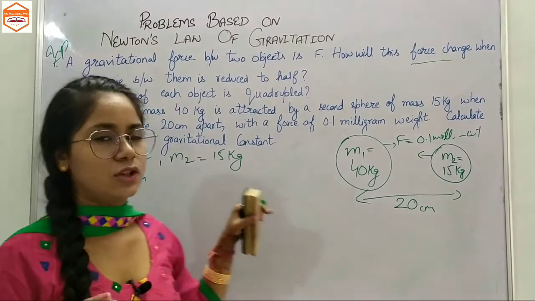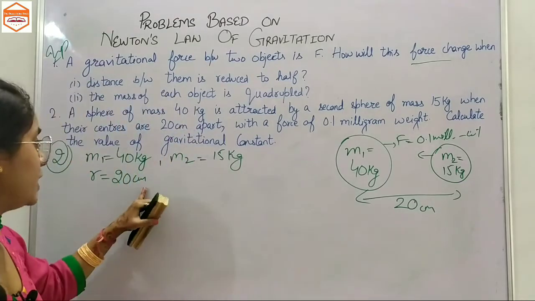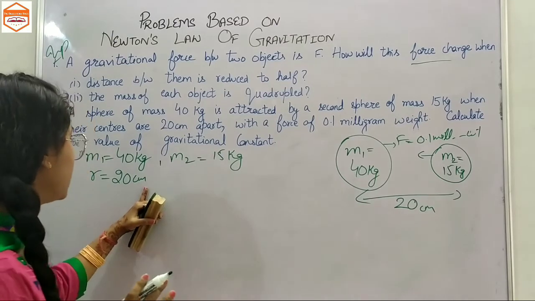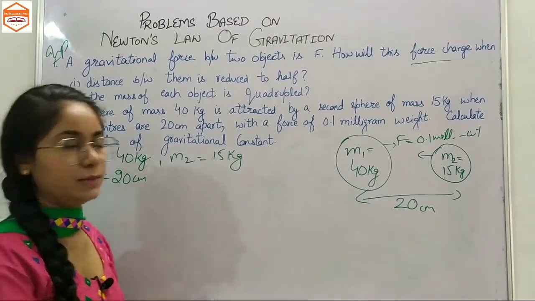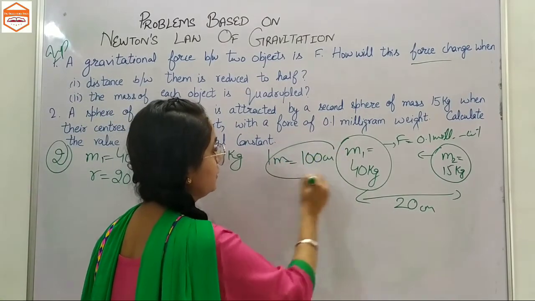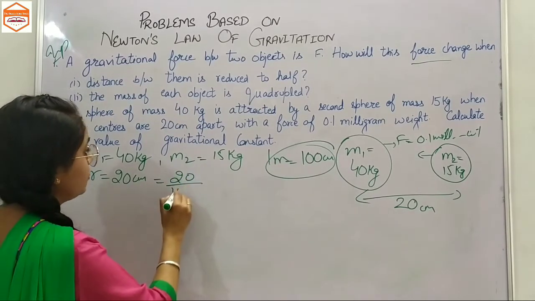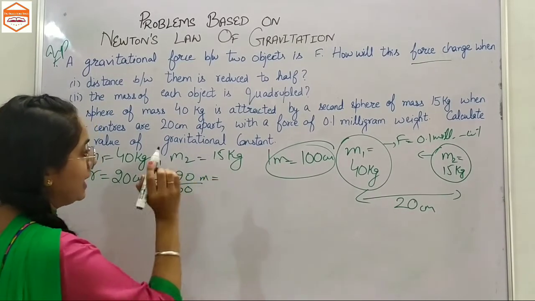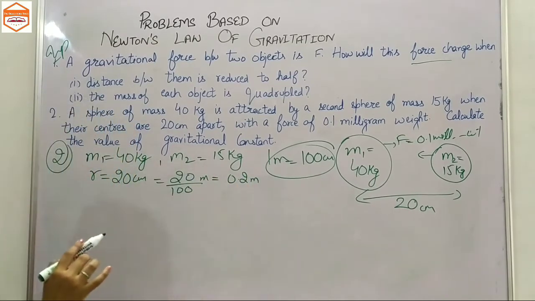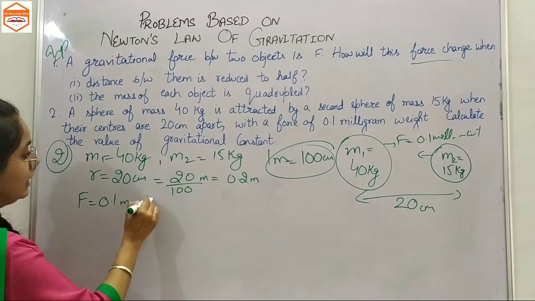In the Newton's law of gravitation, we had studied the units, right? Was there any centimeter? No, there was meter. So we're going to convert this centimeter into meter. We know that 1 meter equals 100 centimeter, right? So that would be 20 over 100 meters and that would be equal to 0.2 meter. And the force is 0.1 milligram weight.